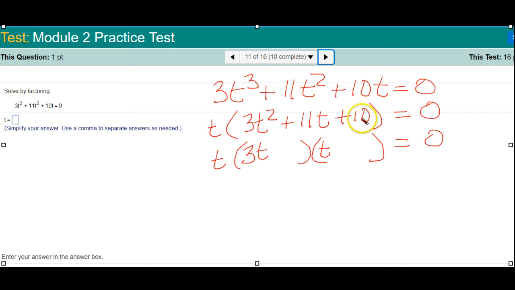So our 10 now is going to be a 1 and a 10, or a 10 and a 1, or a 5 and a 2, or a 2 and a 5. So this is the guess and check part. Then you're going to set each of these factors equal to 0 and get your 3 answers, because again, this is an equation to the third degree.